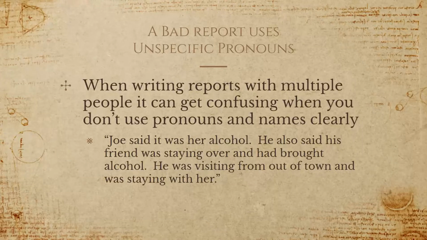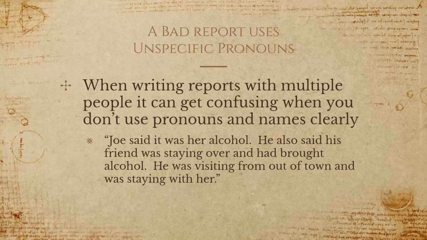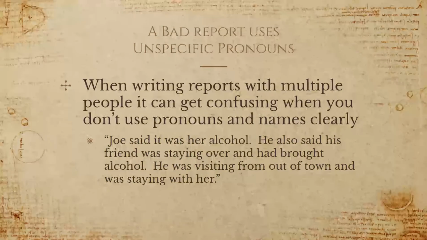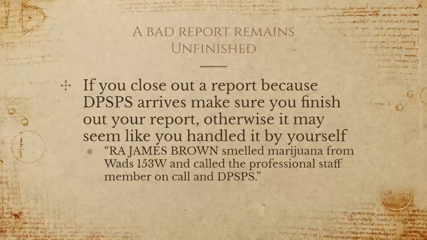Towards the end of that, at the beginning, it kind of makes sense who Joe is, especially as you see his again. But you lose track of some of the other players and whose alcohol and who's visiting and who's staying with her and stuff like that. Who's her? We don't really know who her is. So making sure you're being careful with some of those.